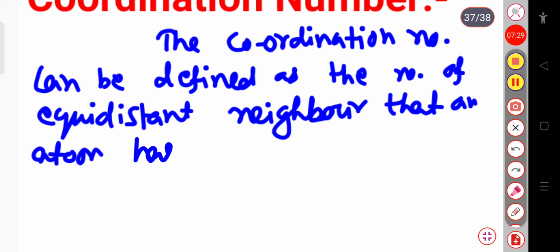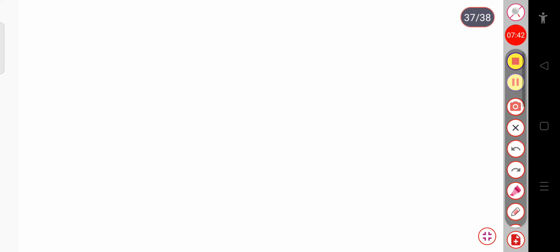So that is the nearest neighbor, and we can calculate the total number of equidistant neighbors, which is called the coordination number. Let me first calculate it for the simple cube.